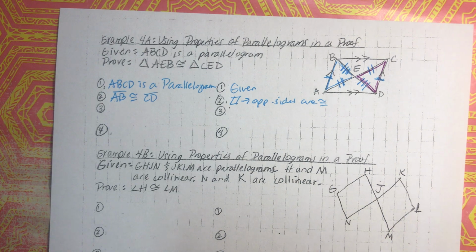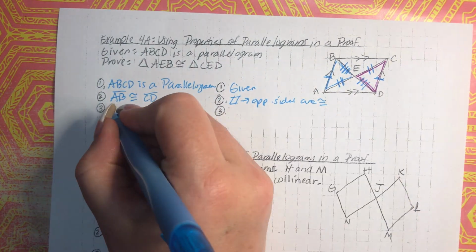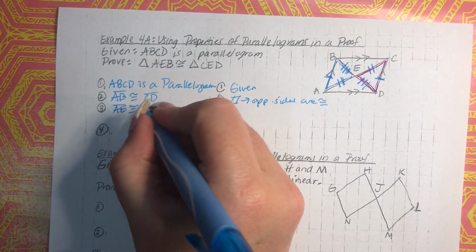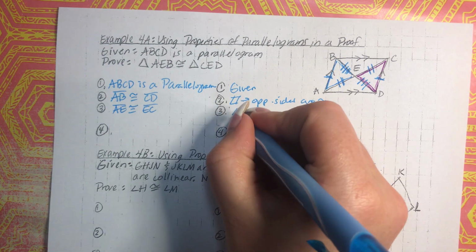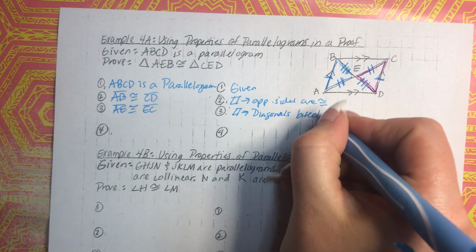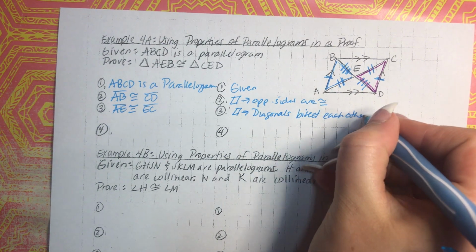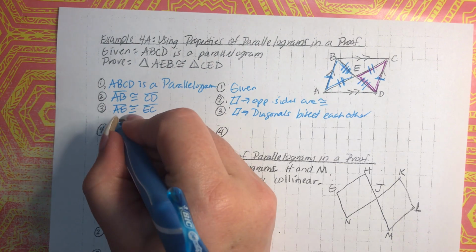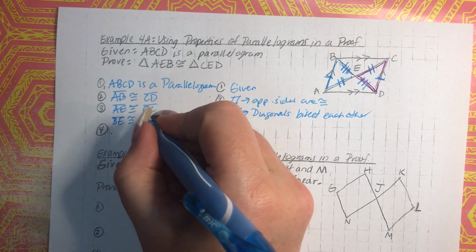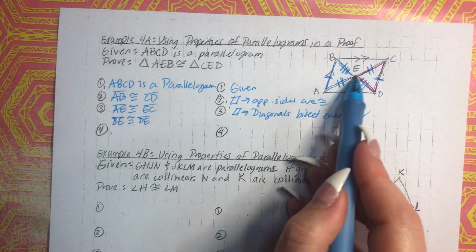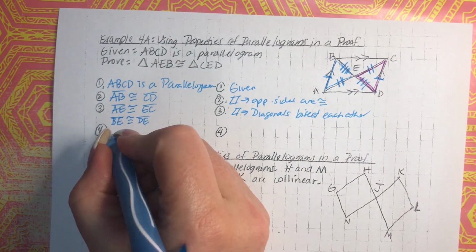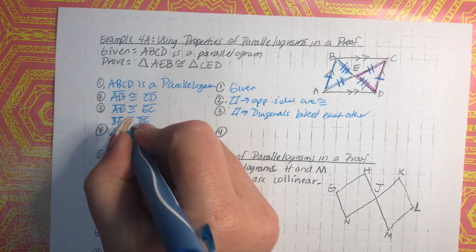So we can say that AE is congruent to EC because if it's a parallelogram, the diagonals bisect each other, right? And we can also say that BE, line segment BE, is congruent to line segment DE. And what do we have? It looks like we have that these two triangles are congruent because of side-side-side. Ooh, that's fun.